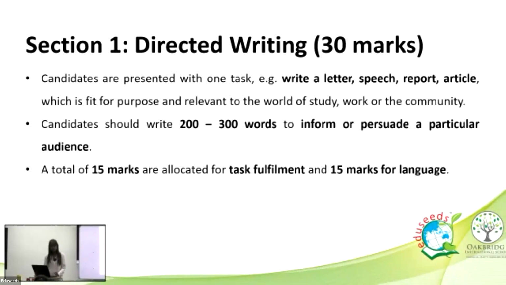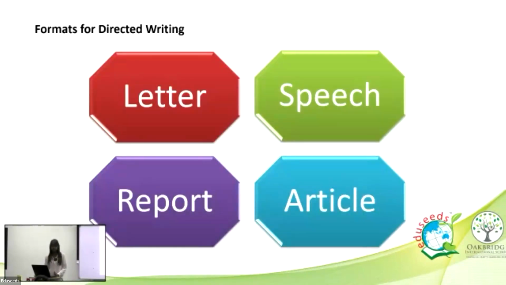A total of 15 marks is allocated for task fulfillment, which is whether you have fulfilled the format they have required you to do. And another 15 for language. So your spelling, your punctuation, everything comes under language. So the overall marks will be 30. Now, let's have a look at the formats of all of the directed writing that we have learned, which is letter, speech, report, and article.